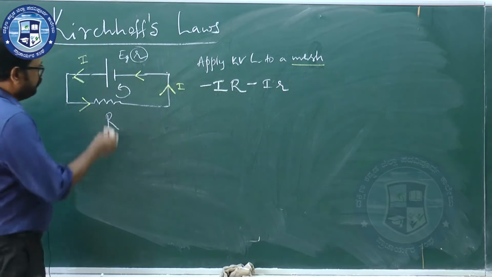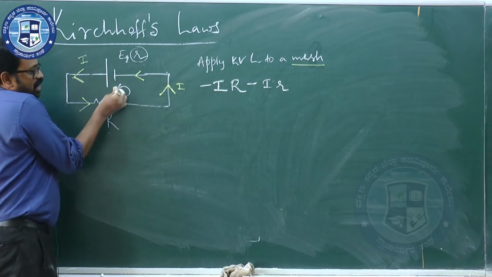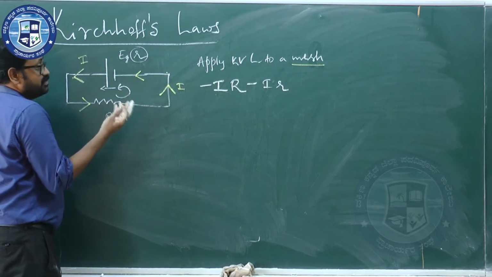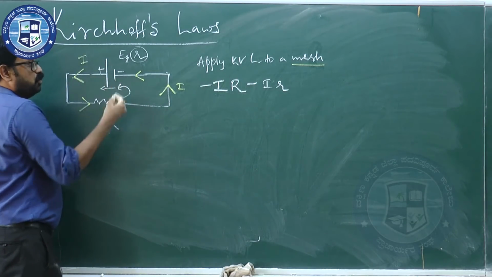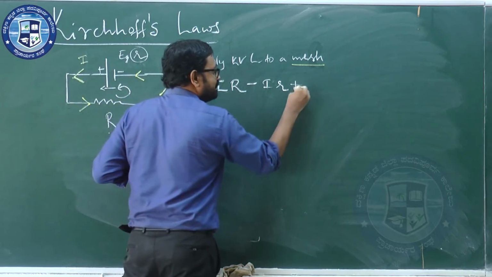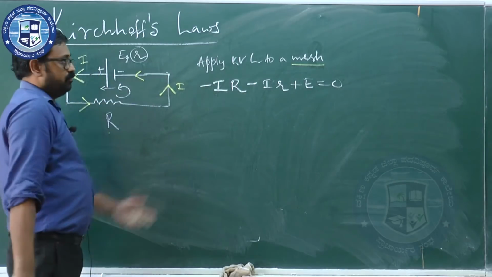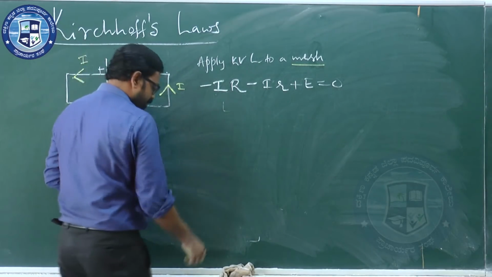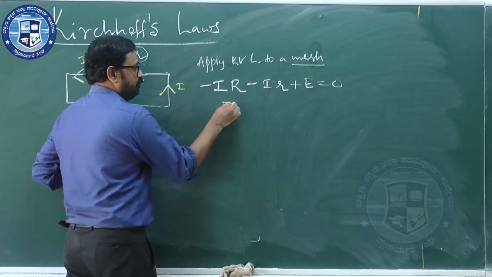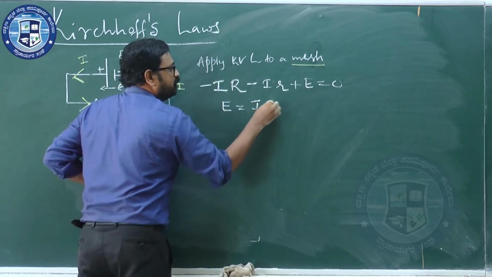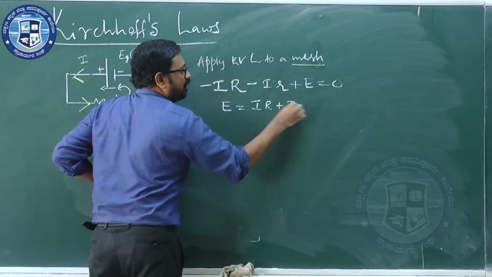Next EMF. If I move along the direction of a traverse, negative to positive, EMF is increasing or decreasing? Increasing. So negative to positive. So I should take that EMF as plus E. Should be equal to 0. Rewrite. This E will be equal to, can I take this to the other side? What do you get? I into capital R plus I into small r.